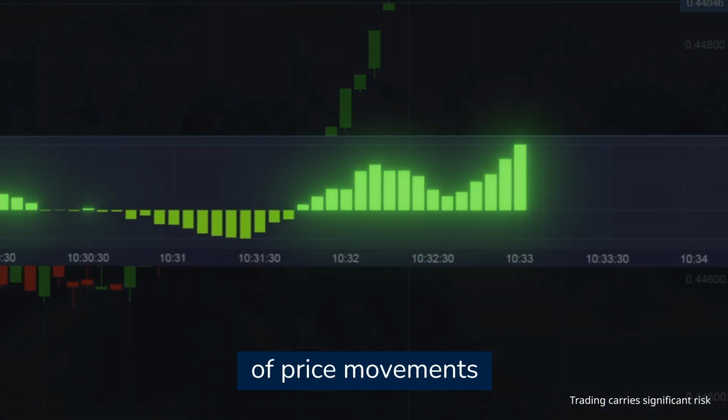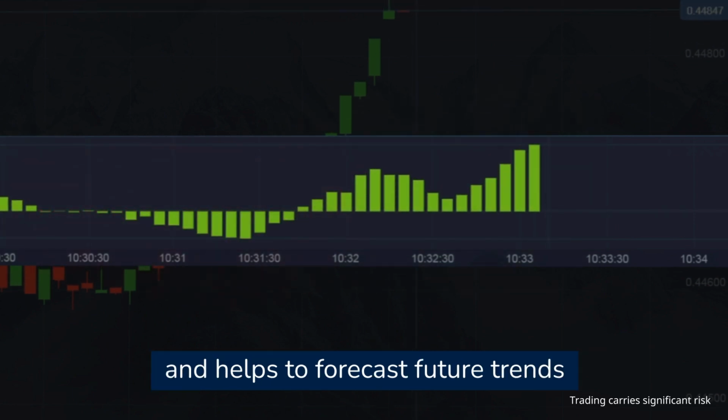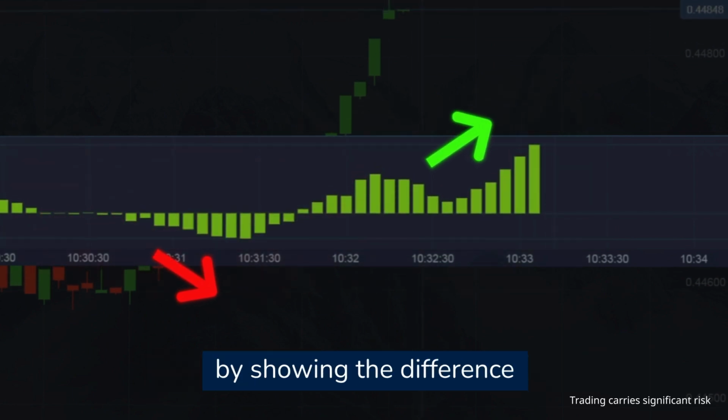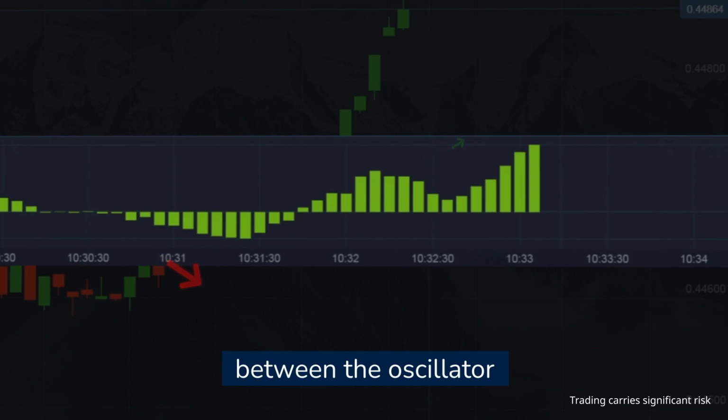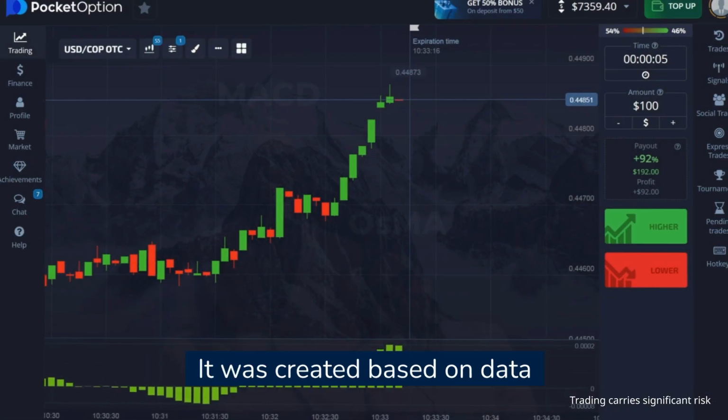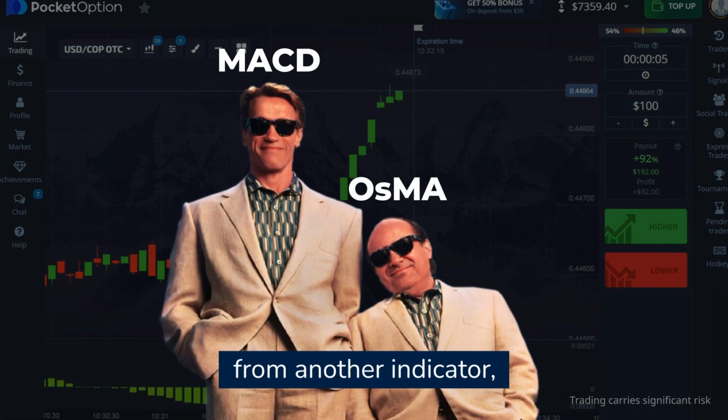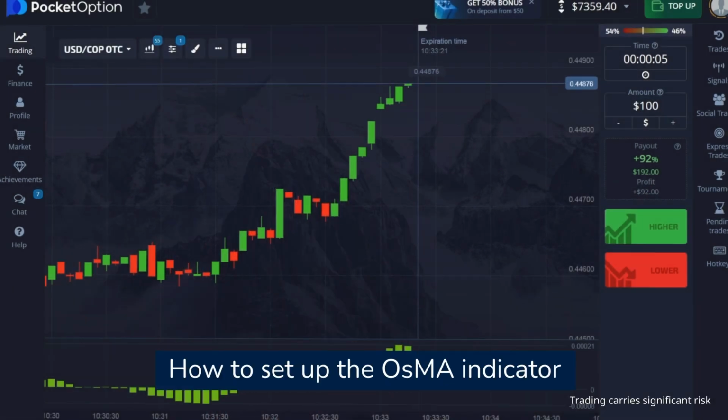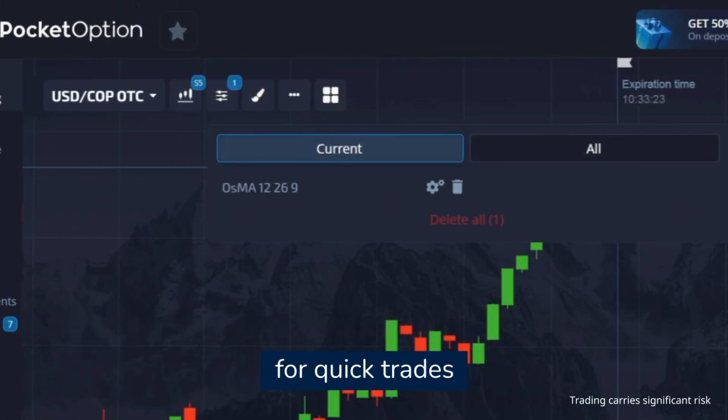OsMA measures the momentum of price movements and helps to forecast future trends by showing the difference between the oscillator and its moving average. It was created based on data from another indicator, MACD. How to set up the OsMA indicator for quick trades.